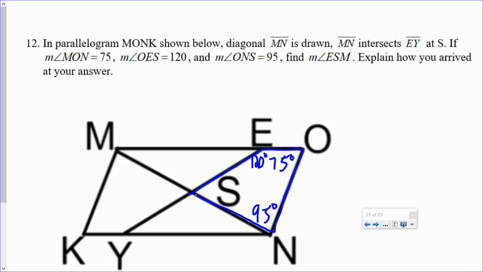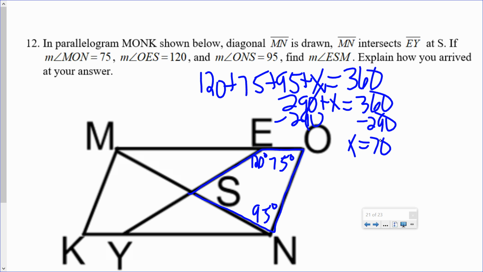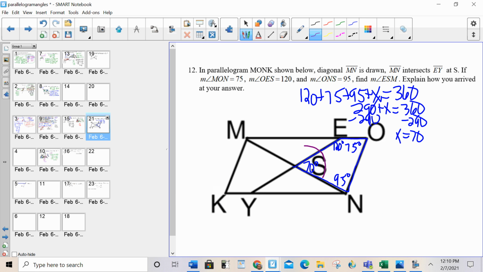I see a quadrilateral. I have three angles. So to find the fourth, I can add them to equal not 180, but 360. I combine like terms. I do the algebra. I get 70. Now that I have that, I see a linear pair. So 180 minus 70 is 110.